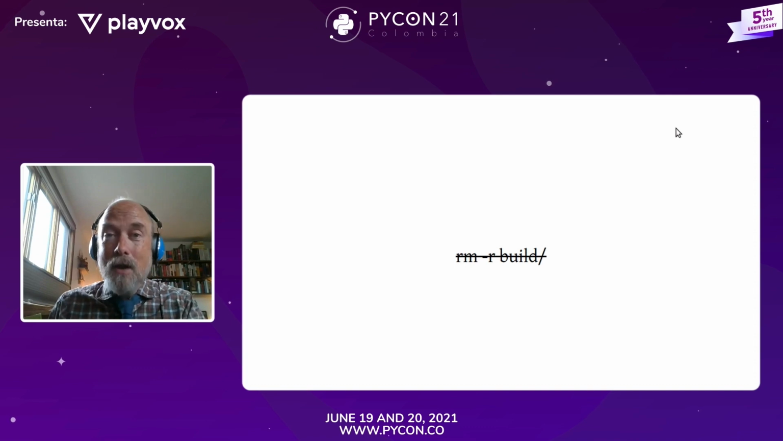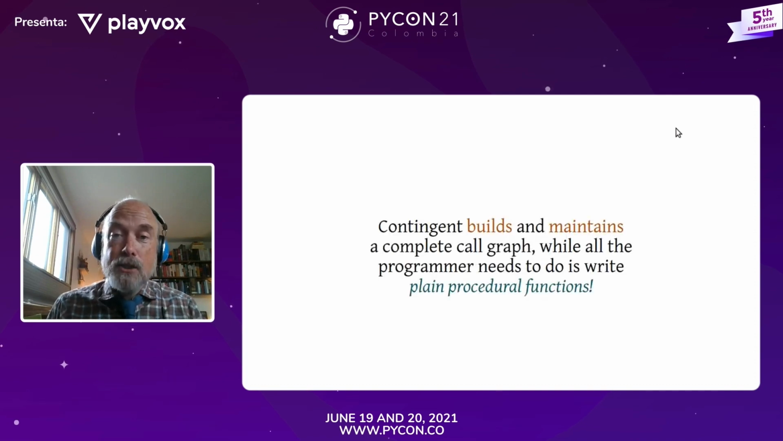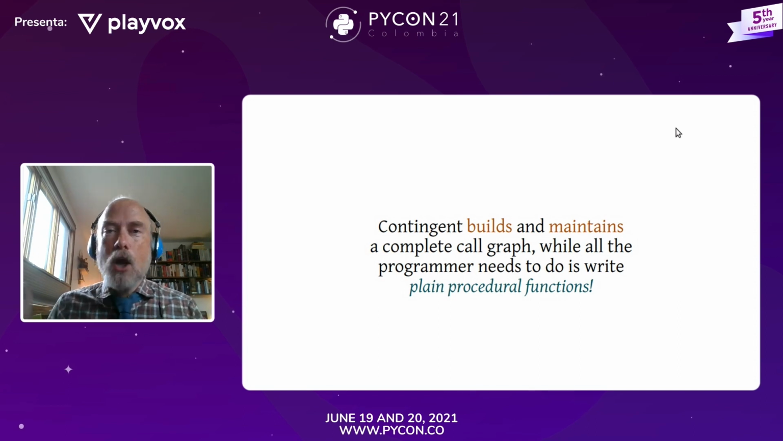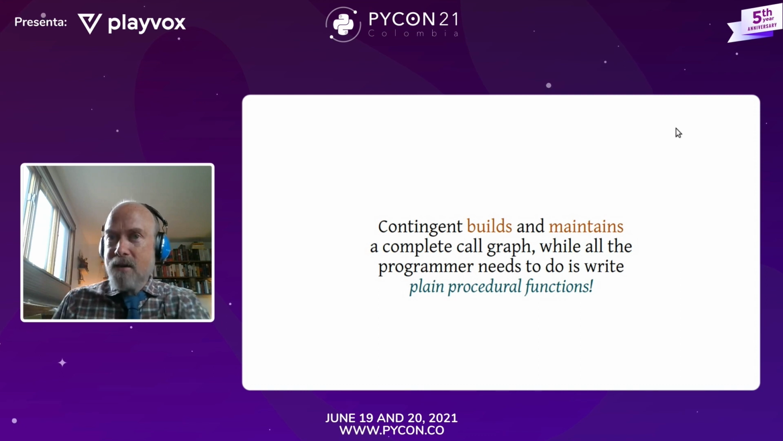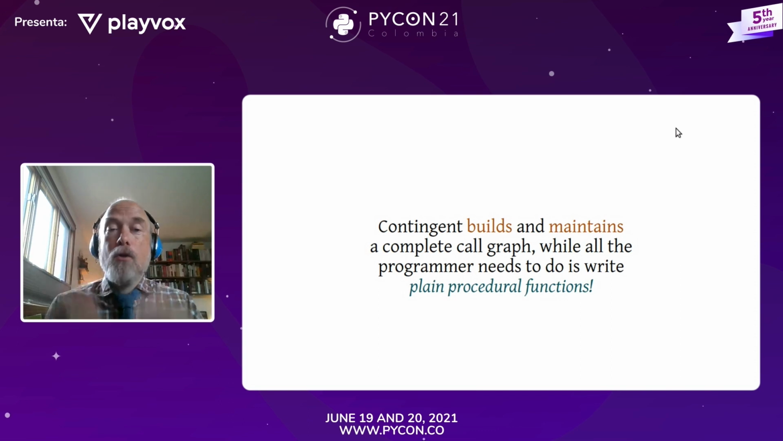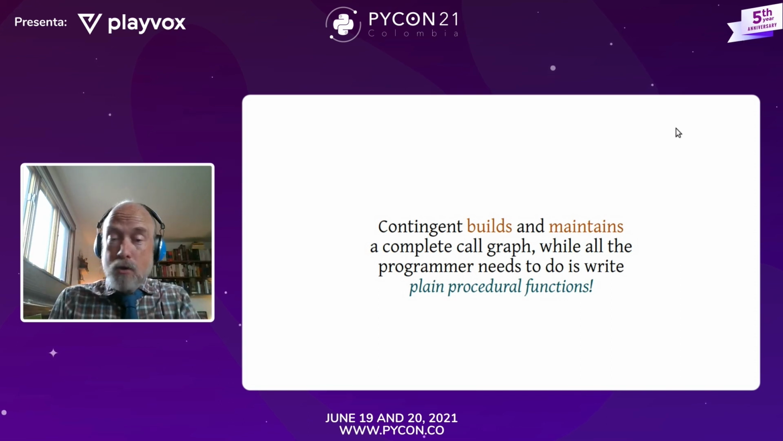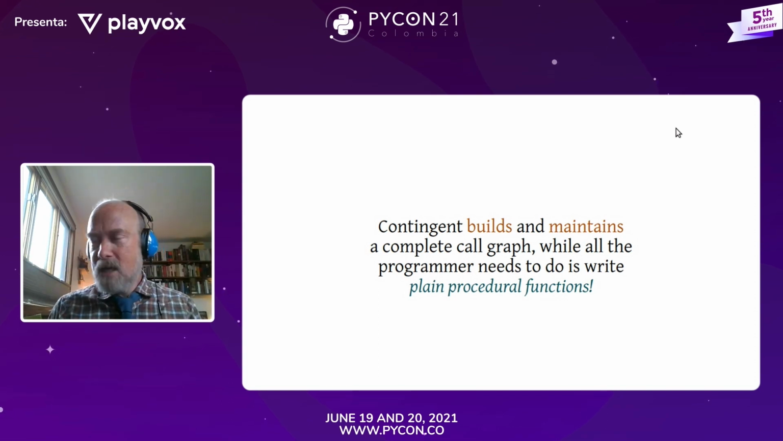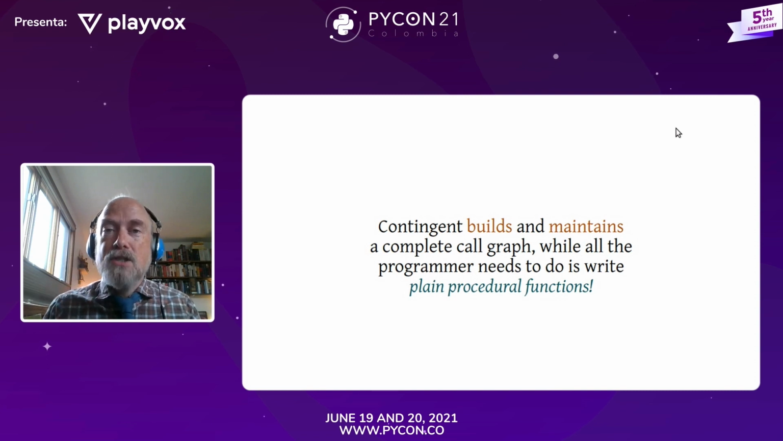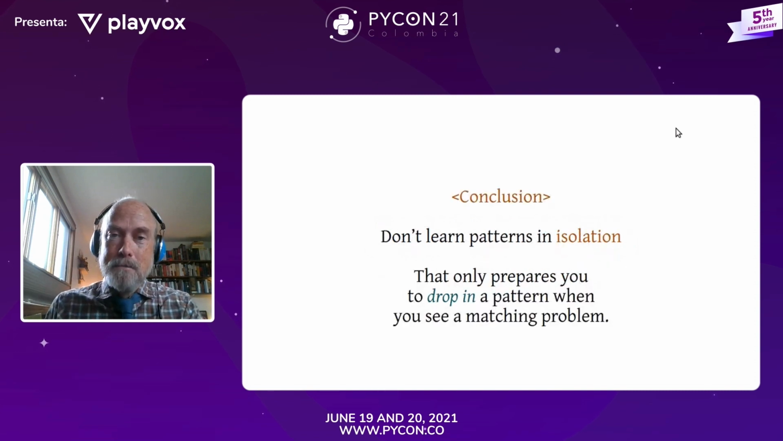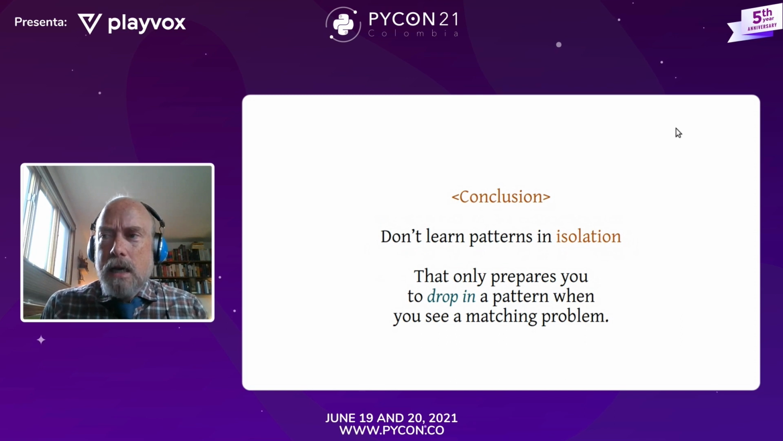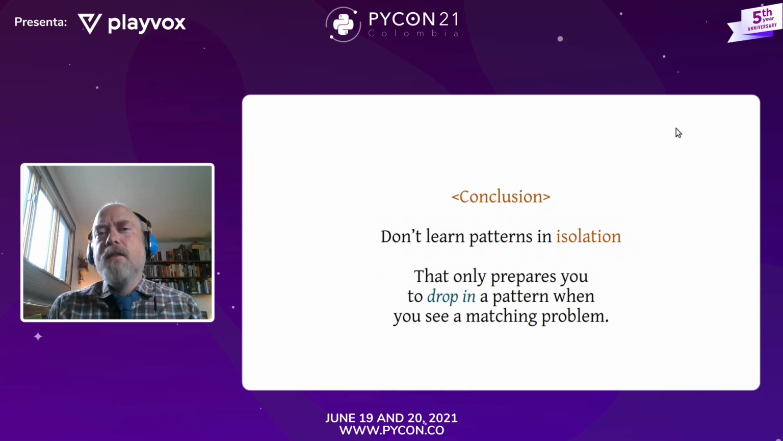It's never necessary. Contingent builds and maintains a complete call graph. It even understands cross-references passing between one file and another, while all the programmer needs to do to describe how their blog is built is to write plain procedural functions. So I will draw the following conclusion for us.